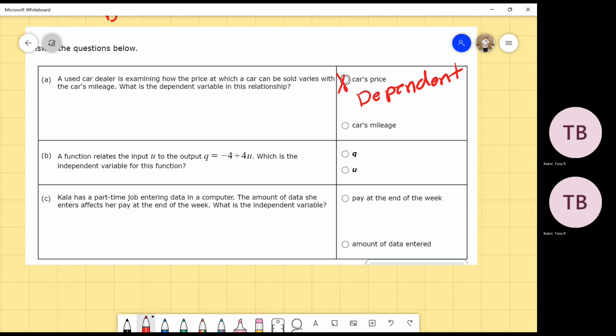When they give you the equation ones, it's easy. The function relates the input U to the output Q. Which is the independent variable, U or Q? Independent is what, the input or the output? Right. So they're asking for independent. The input is U.